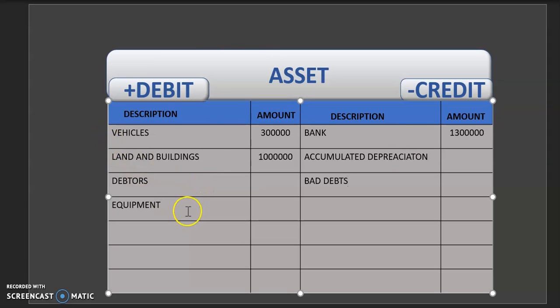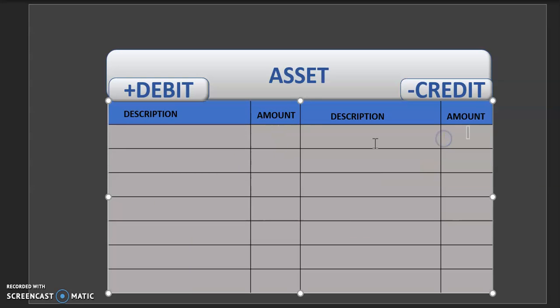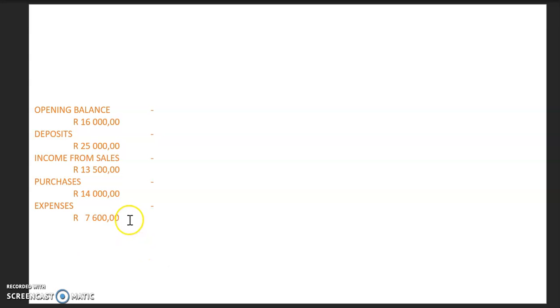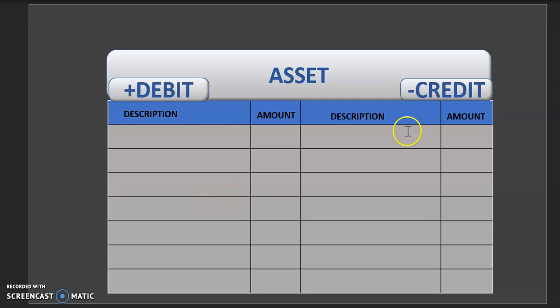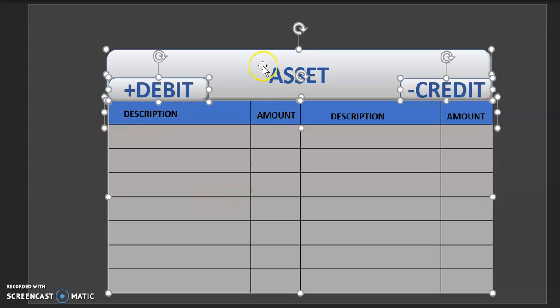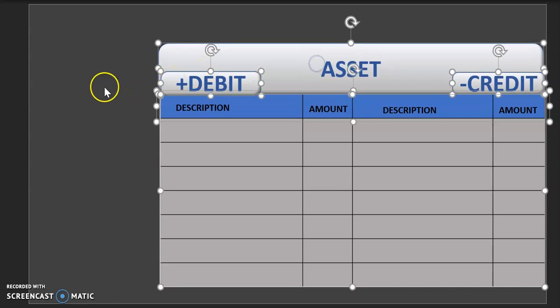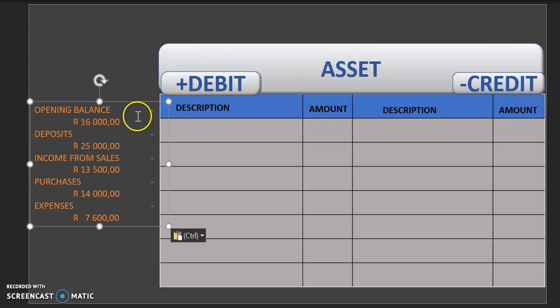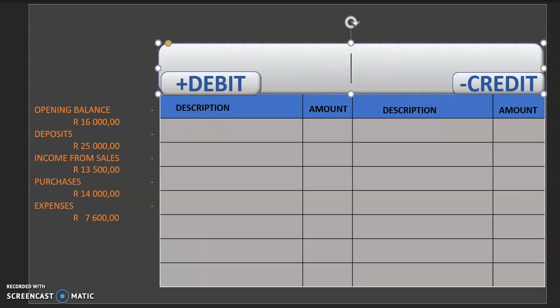So let's remove all of this and do an example that is going to help us memorize or understand how this works. So let's just move this to the side. Try and make space for this information. Right, so using this information, let's record our transactions. We'll just change this asset to an actual asset, that is bank, and do this example.